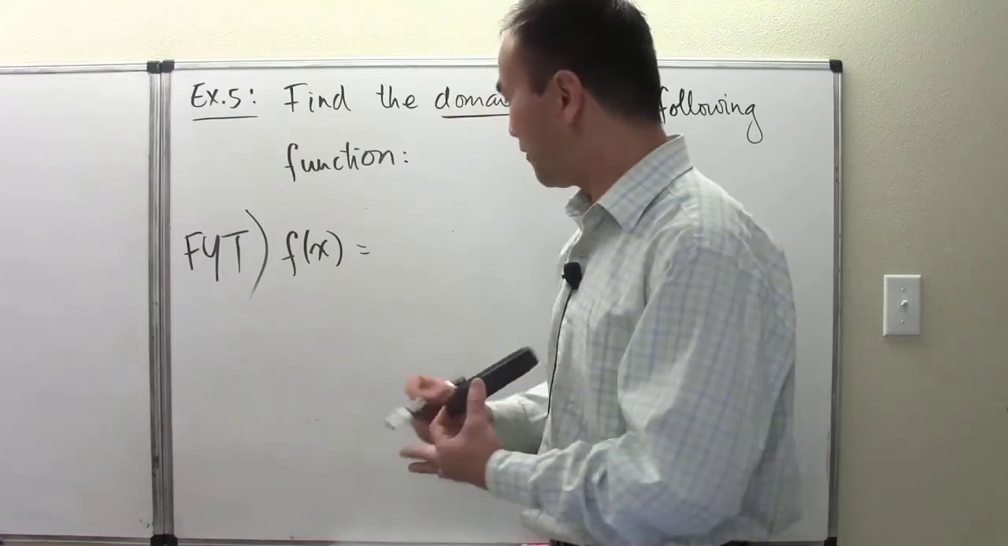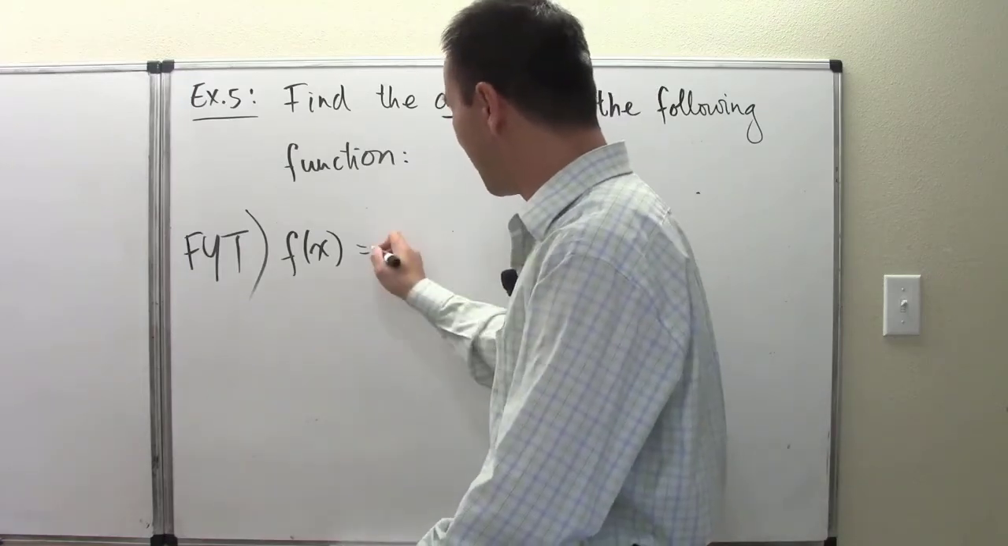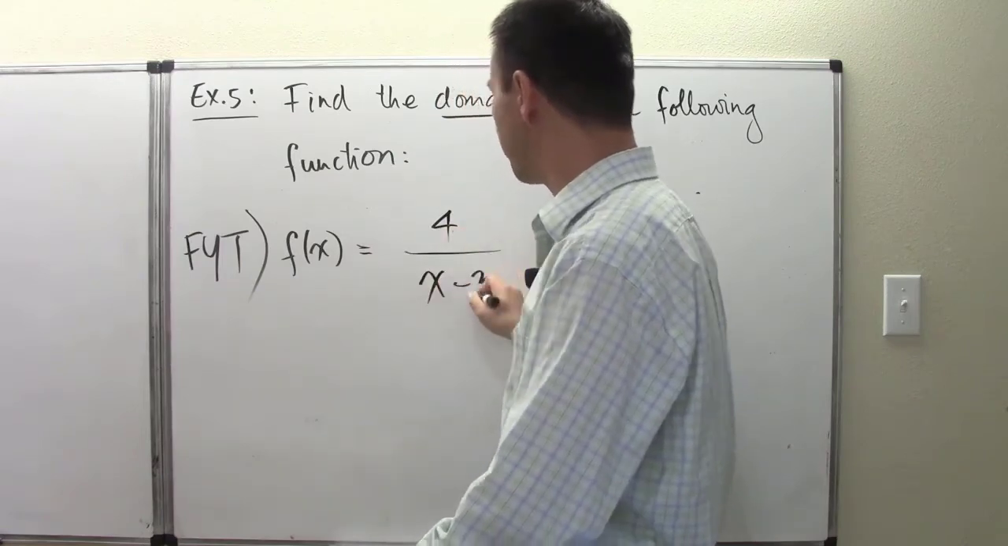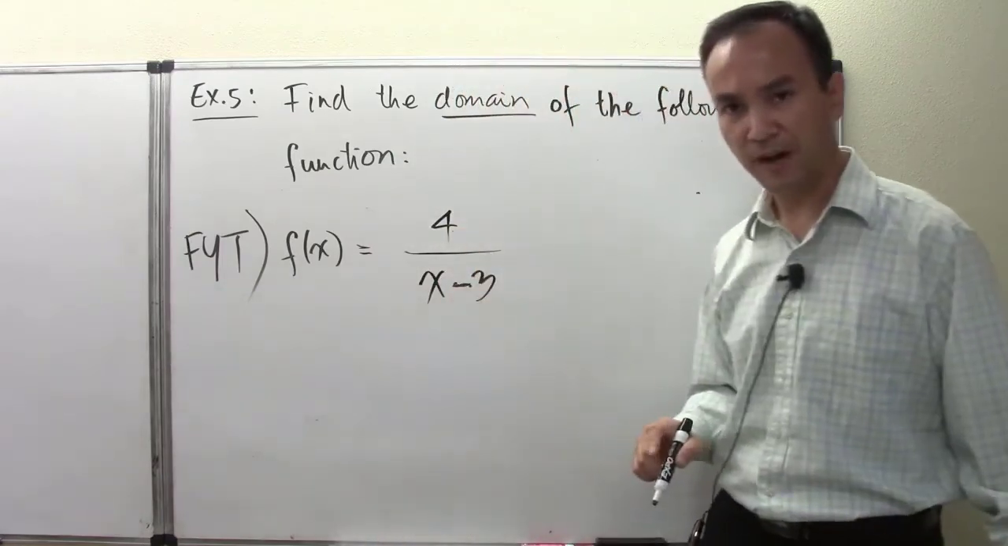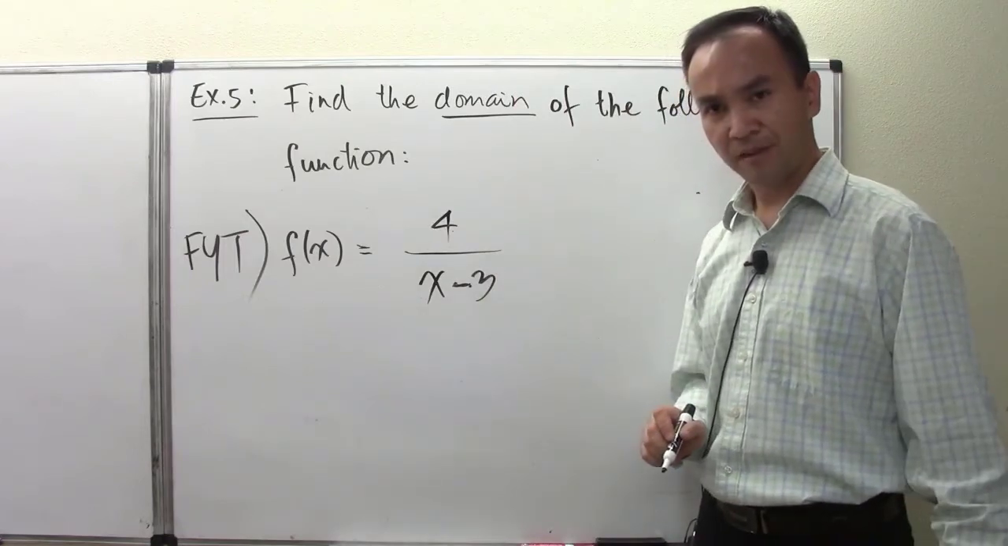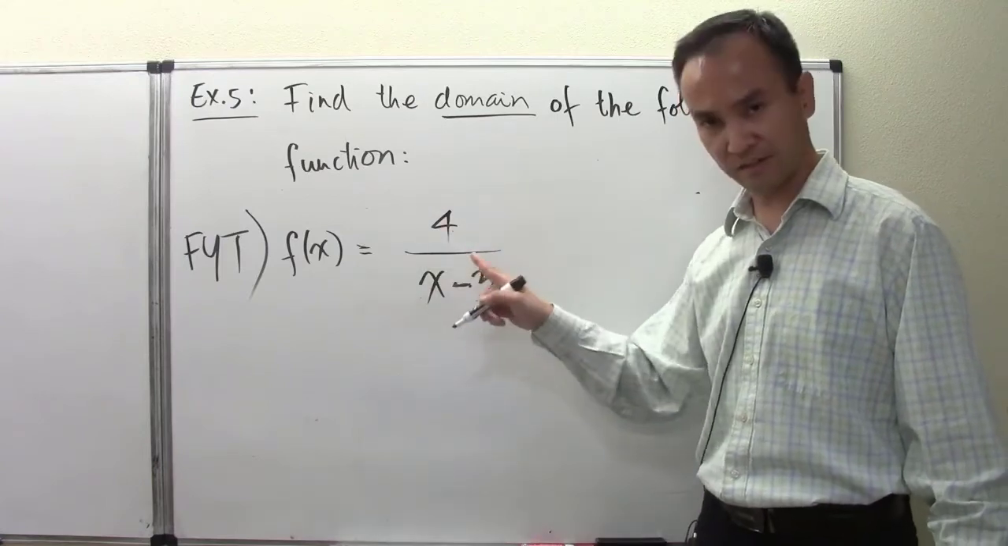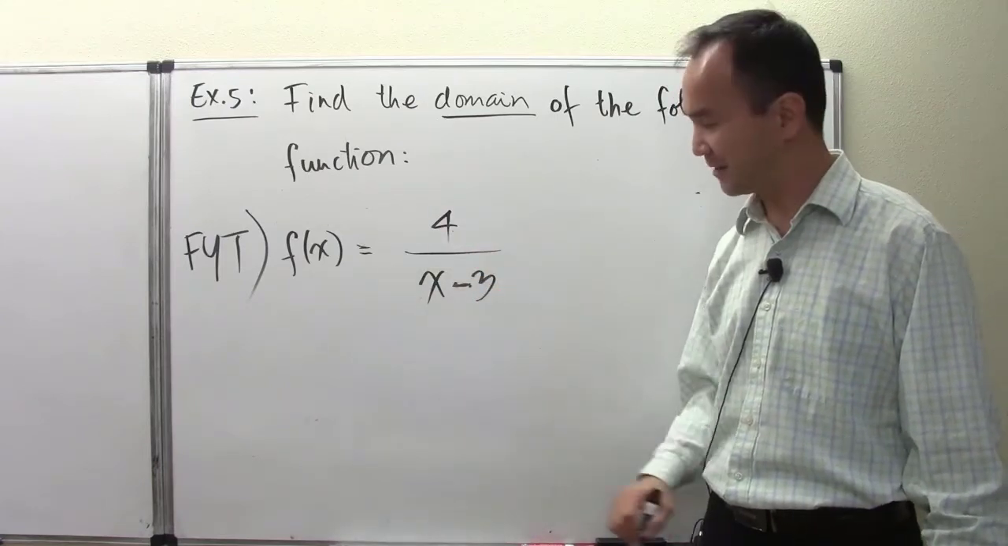Okay, and so for this FYT, what about that earlier problem that I brought up? 4 over x minus 3. Okay, so let's find the domain of this function. All right, so go ahead and pause the video, okay, and find the domain, just like the steps I've done in part A earlier, for this function.